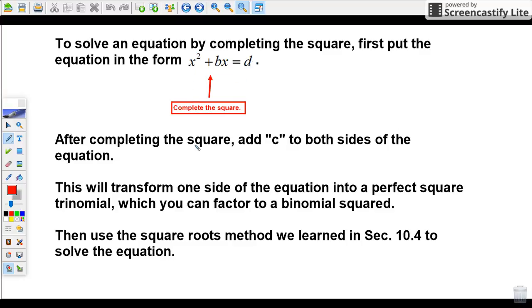After you complete the square and figure out what c is, you add c to both sides of the equation, because whatever you do to one side, you have to do to the other. This transforms one side into a perfect square trinomial, which you can then factor into a binomial squared. From there, we use the square roots method, where we take the square root of both sides like we did in section 10.4, in order to solve it.